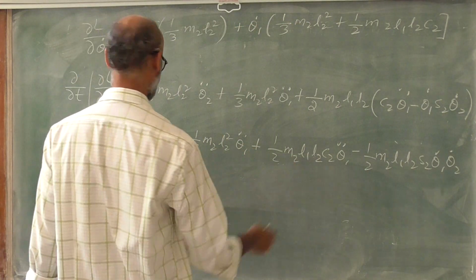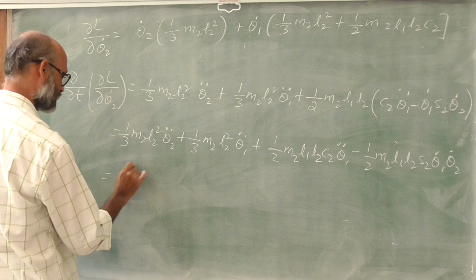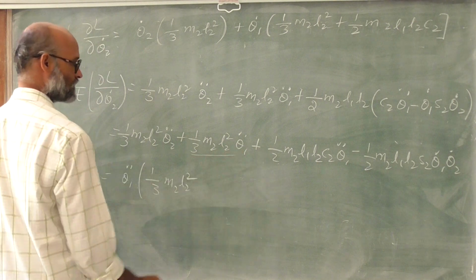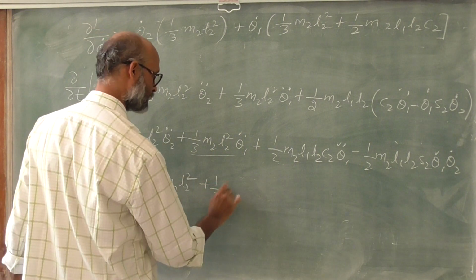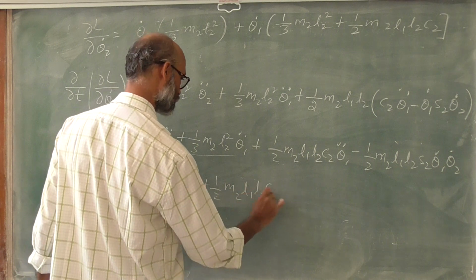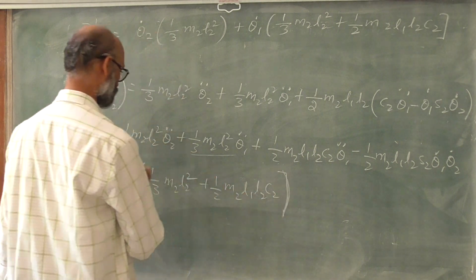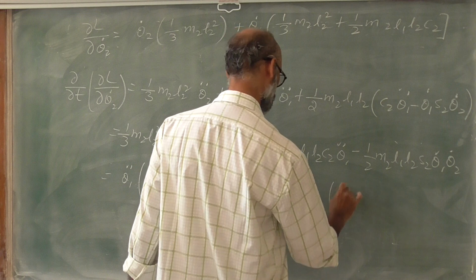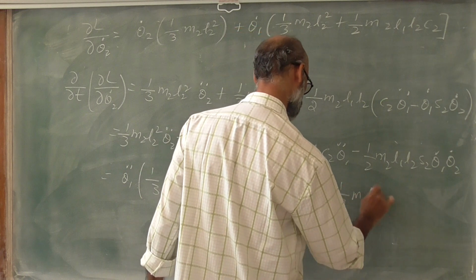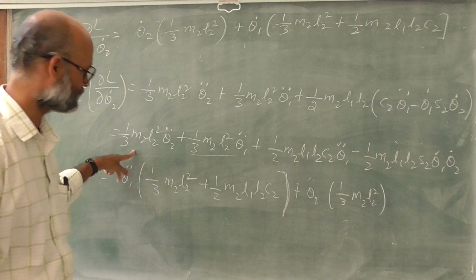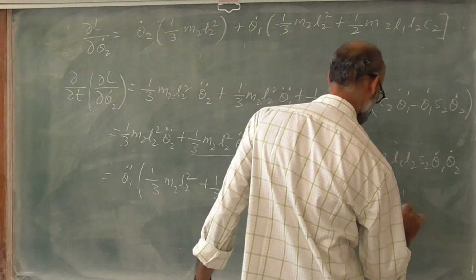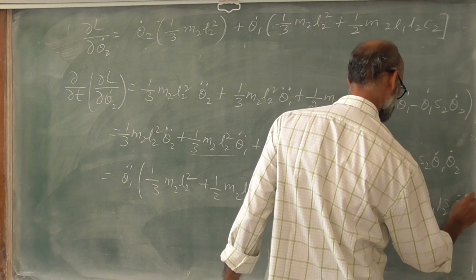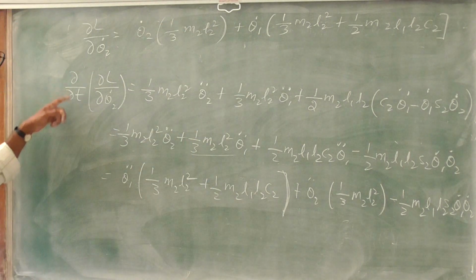You can combine these two and write. So theta 1 double dot terms, you have 1 by 3 m2 L2 square, that is from this, and you have this also, plus half m2 L1 L2 c2. This is the theta 1 double dot terms, plus theta 2 double dot terms, you have 1 by 3 m2 L2 square. That is from this part. And of course, I write as it is, this is half m2 L1 L2 s2 theta 1 dot into theta 2 dot. That is del by del T of this one.